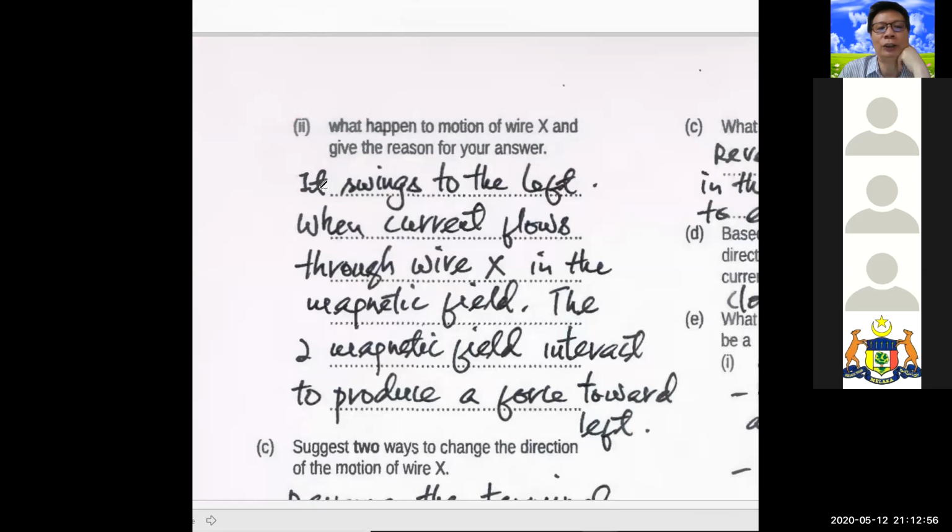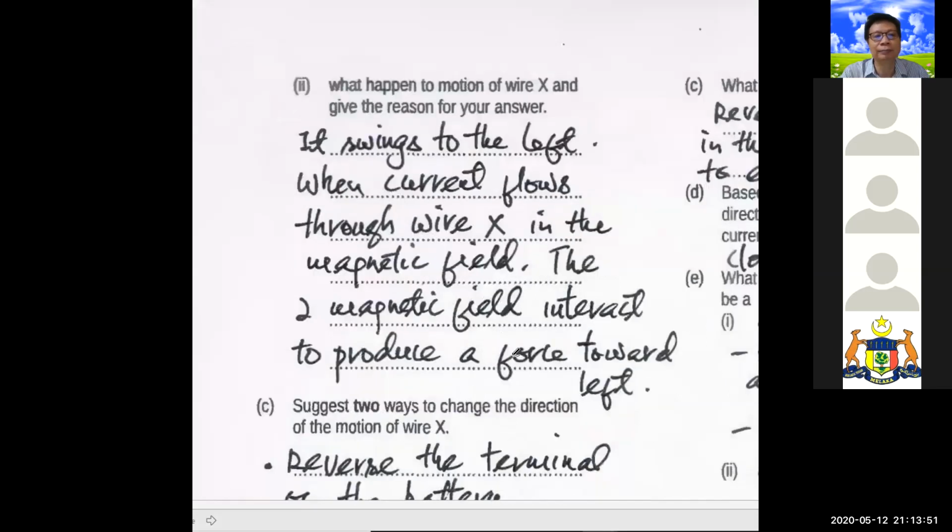First, you say the wire swings to the left side, then you explain why. You say when current flows through the wire in the magnetic field, because the wire is inside the magnetic field of the permanent magnet. So the two magnetic fields. Why two? Because one is the permanent magnetic field, the other one is the magnetic field of the current. When current flows through the wire, that wire also will have a magnetic field. So the two magnetic fields interact to produce a force towards the left. Why towards left? This is based on Fleming's left-hand rule. You don't need to explain why the hand is like that, you just say based on Fleming's left-hand rule, the force is towards the left. That's good enough already.